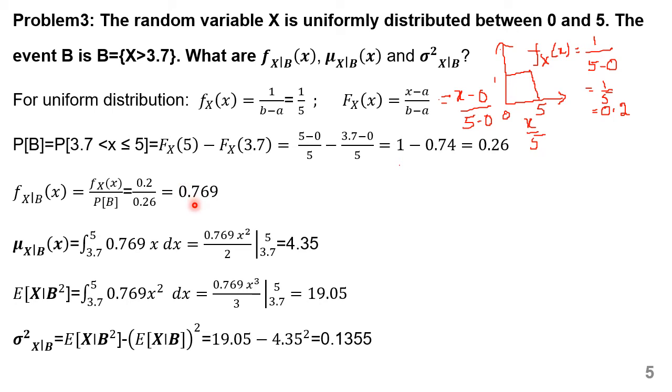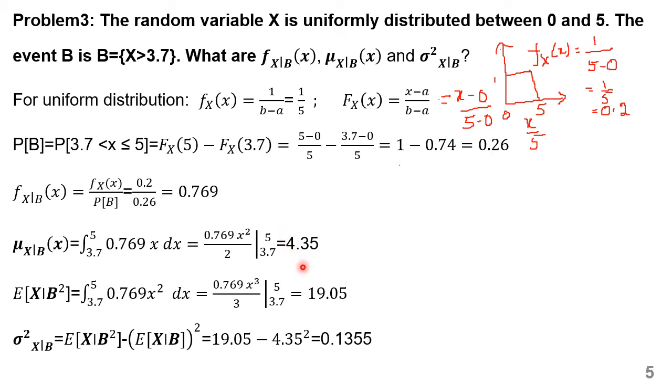which is given by f_X(x) divided by the probability of B, that is 0.2 divided by 0.26, that gives you 0.769. So once we know the PDF of x given B, we can obtain the mean by integrating between 3.7 to 5, that is 0.769 x dx. When we simplify this, we get the answer as 4.35.